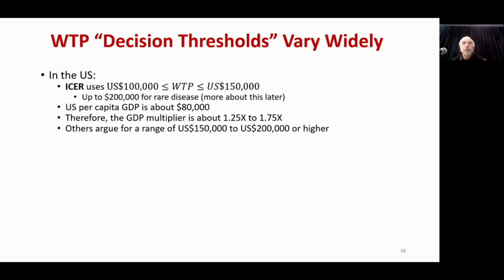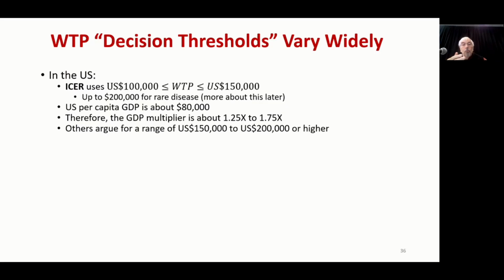So you have to pick a decision threshold that says this is the most we're going to pay for a gain in health. In the United States, ICER, the organization, uses $100 to $150,000 as a willingness to pay range, and they have a fudge factor for rare diseases of up to $200,000 per quality adjusted life year. And I want to pay attention to the multiplier of willingness to pay to per capita gross domestic product, which is about 1.25 to 1.75.